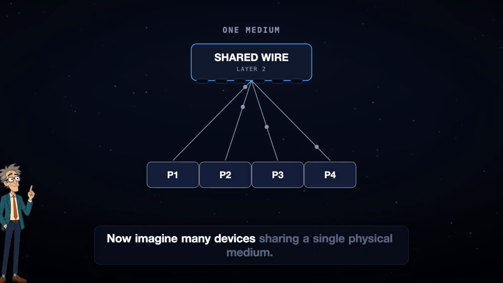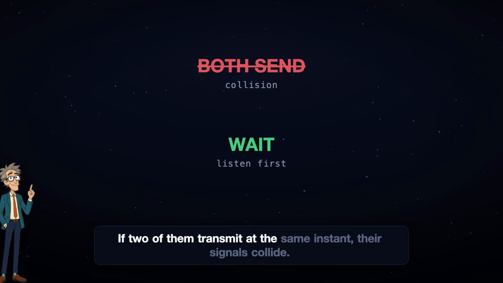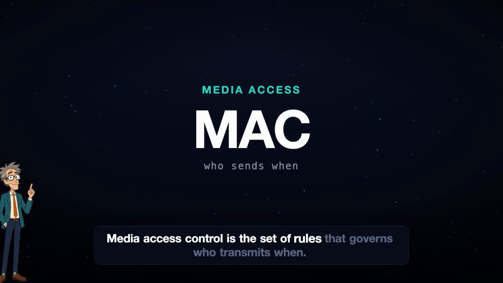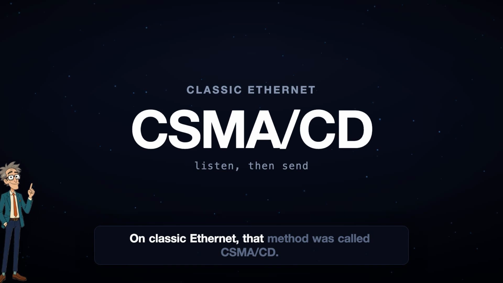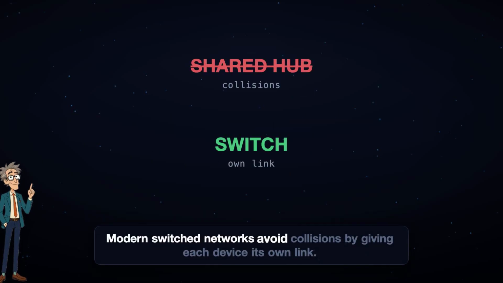Now imagine many devices sharing a single physical medium. If two of them transmit at the same instant, their signals collide. Media access control is the set of rules that governs who transmits when. On classic Ethernet, that method was called CSMA/CD. Modern switched networks avoid collisions by giving each device its own link.